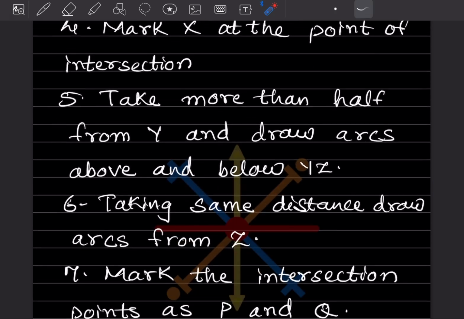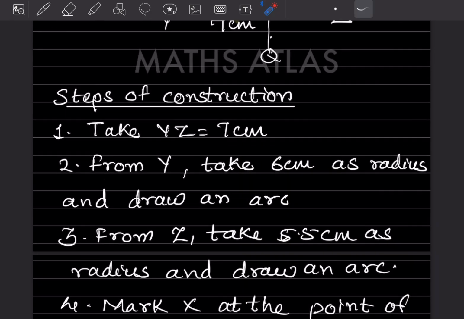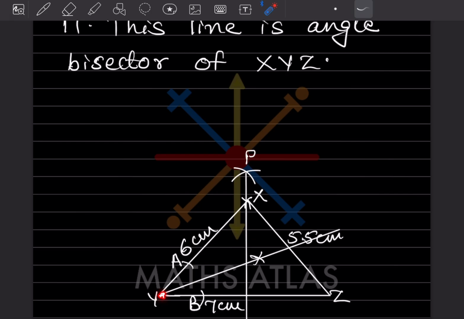So these are the steps of construction. And I have done this construction, but these are not the exact measures. You can take the exact measurements and you can do it. So now here we will take this one YZ as 7 centimeter. From Y, from this point, we'll take 6 centimeter on compass and draw one arc over here. And from Z, we will take 5.5 centimeter on the compass and draw another arc over here. So this is the point of intersection. So we will join XY and XZ.